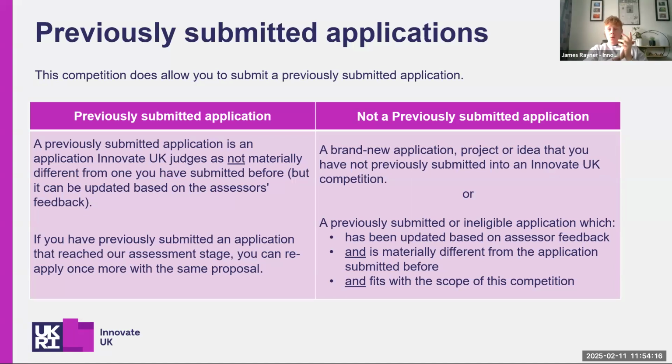Basically, if you have submitted an application before, and it was deemed ineligible or it wasn't selected for funding and you were given assessor feedback, if you then take that away and you change the project based on the assessor feedback so that it is clearly seen that you've acted on the feedback and the project is now substantially different to what it was before, then that is fine for you to then be classed as a not previously submitted application.